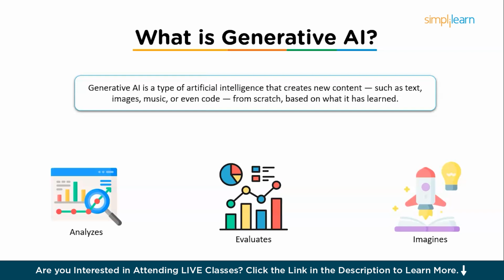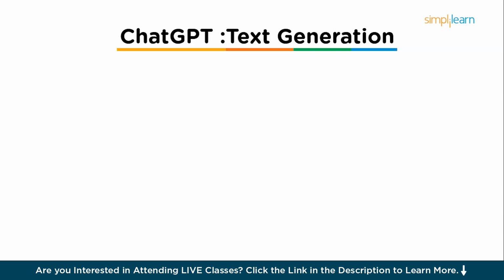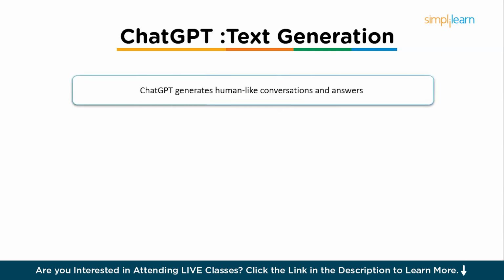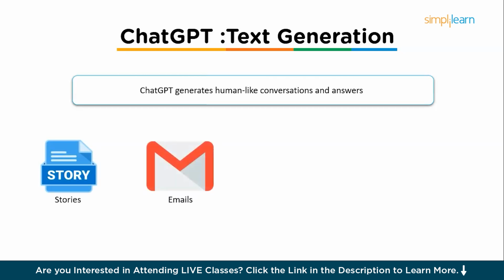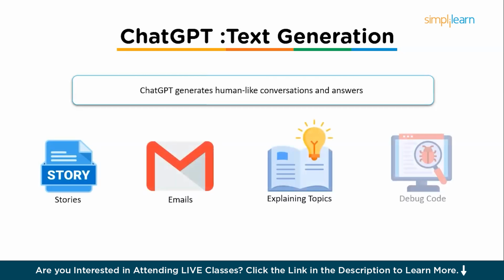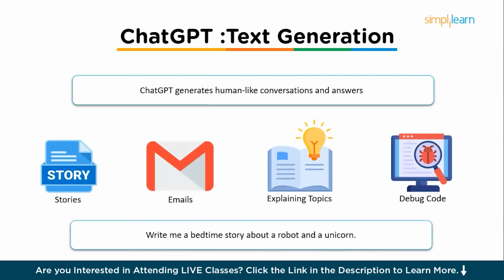So let's break it down with simple real-world examples. The first one is ChatGPT, that is text generation. ChatGPT, like the one you are talking to right now, generates human-like conversations and answers. You can ask it to write stories, emails, explain difficult topics, or even debug code. For example, you say, write me a bedtime story about a robot and a unicorn. ChatGPT creates an entire story for you on the spot.